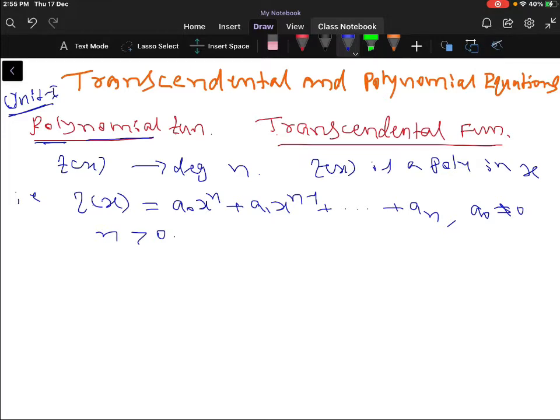For example, x plus 1, x square plus 2x plus 1, x cube minus 1. So these functions are called polynomial functions.